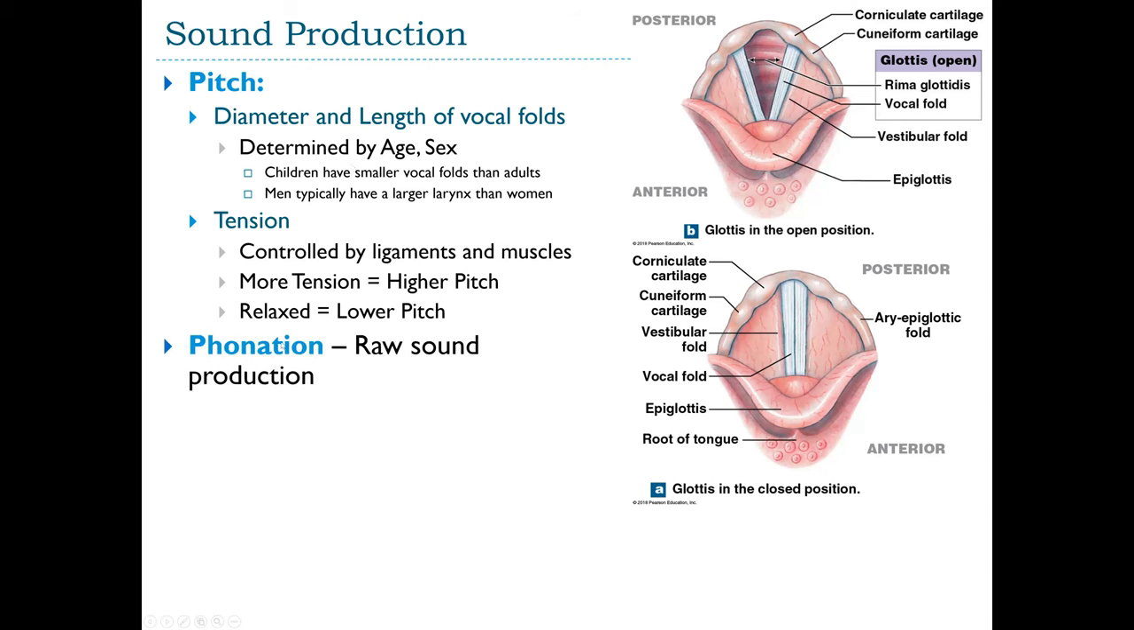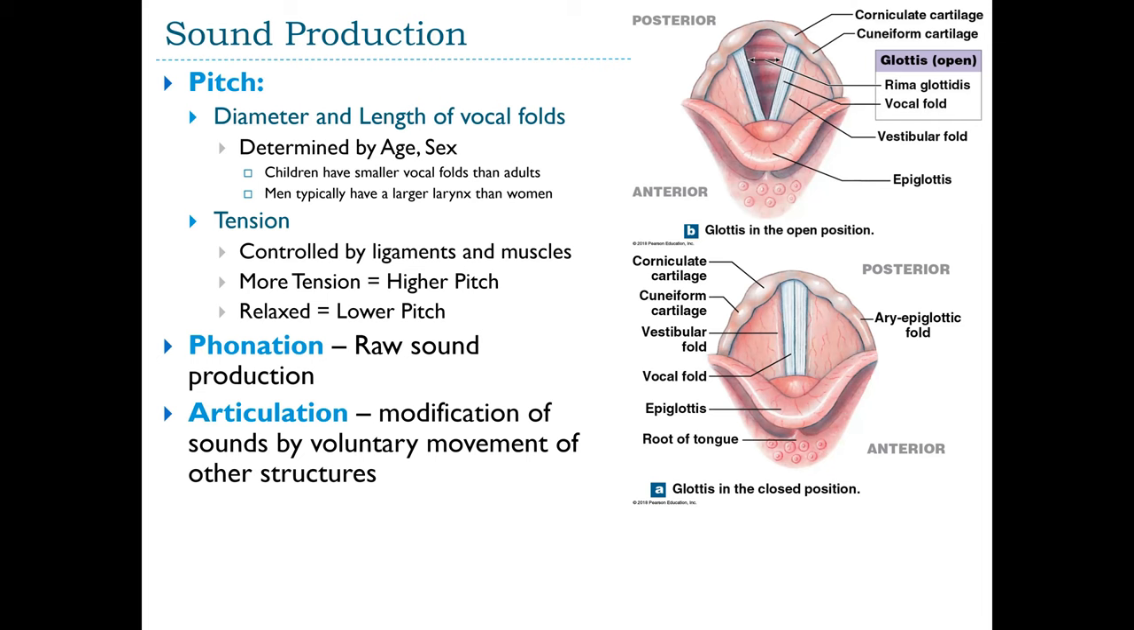So phonation is the actual raw sound production. Imagine when you're in the doctor's office and they put the tongue depressor on your tongue and they tell you to say, ah, right? That is phonation. That is just the raw production of sound. And then modification of those sounds by voluntary movements of other structures, including your tongue, teeth, and lips, is what we call articulation. So you can take the ah sound and turn it into hot by articulating.